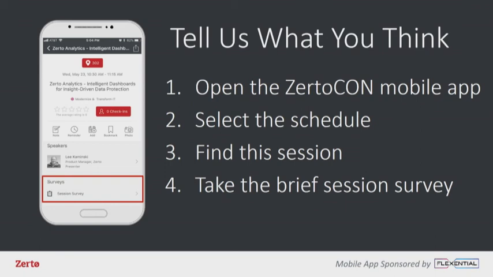One of the backs. Great presentation, by the way, guys.